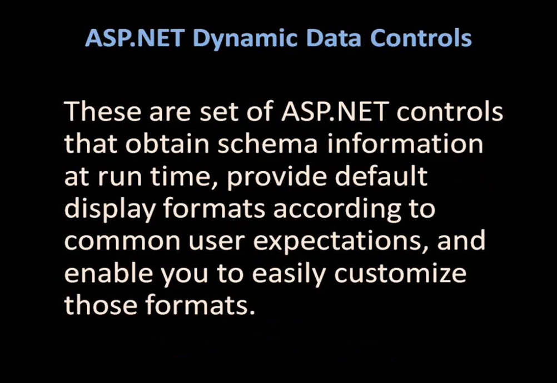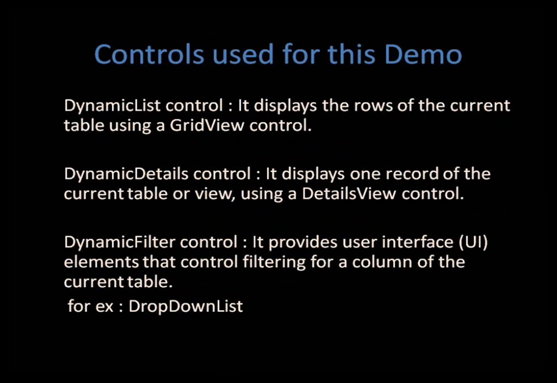These are a set of ASP.NET controls which obtain schema information at runtime, provide default display formats according to common user expectations, and enable you to easily customize those formats. Controls used for this demo: I have used the dynamic list control, which is used to display the rows of a current table as a grid view, and also displays one record of the current table using a details view if I use dynamic details. It also provides user interface elements for filtering the data if I use dynamic filter, for example a drop down list control, which will be generated if I use the controls.